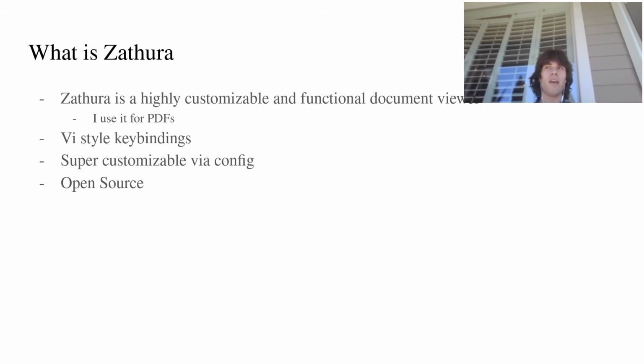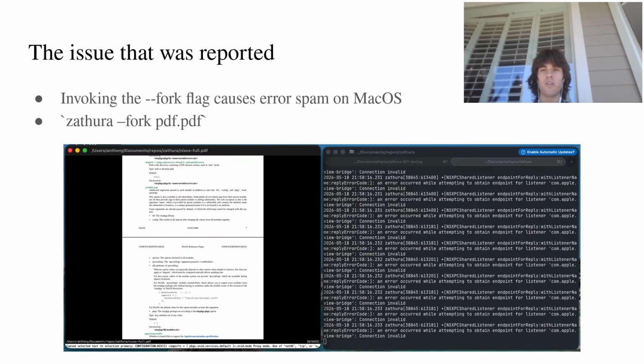I recently bought a Mac Mini off Facebook Marketplace, and when I went to put Zathura on it, I noticed that there was an issue with the fork flag, which is something I use all the time in Linux, and I wanted to figure out why. So I actually saw an issue was already posted, and it was tagged that he wanted help fixing it, so I decided to give it a stab.